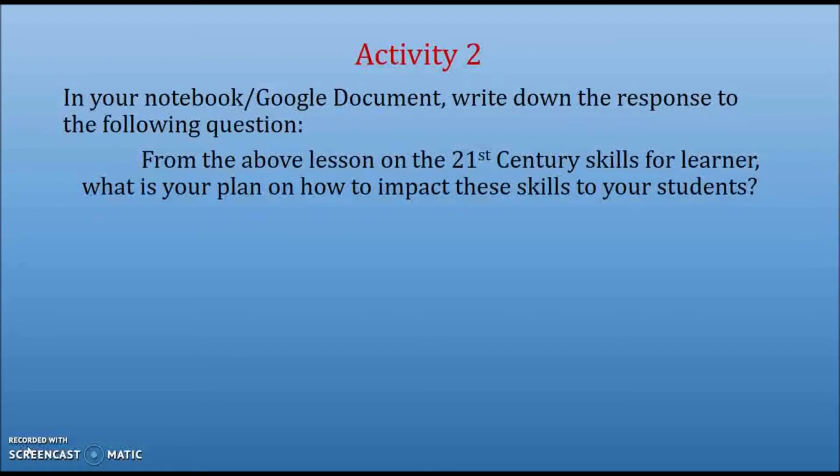Then after that, I have to give you an activity, as always, from the above lesson on the 21st century skills learner. What is your plan on how to impart these skills to your students?